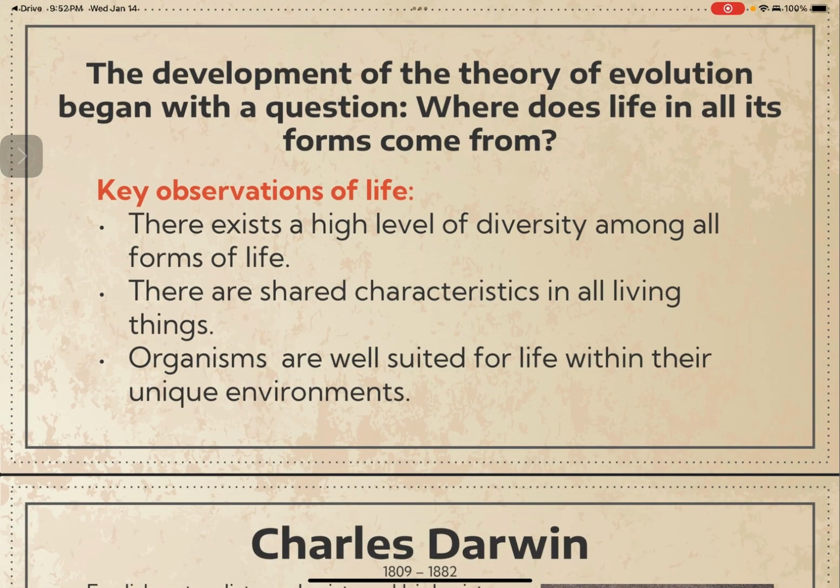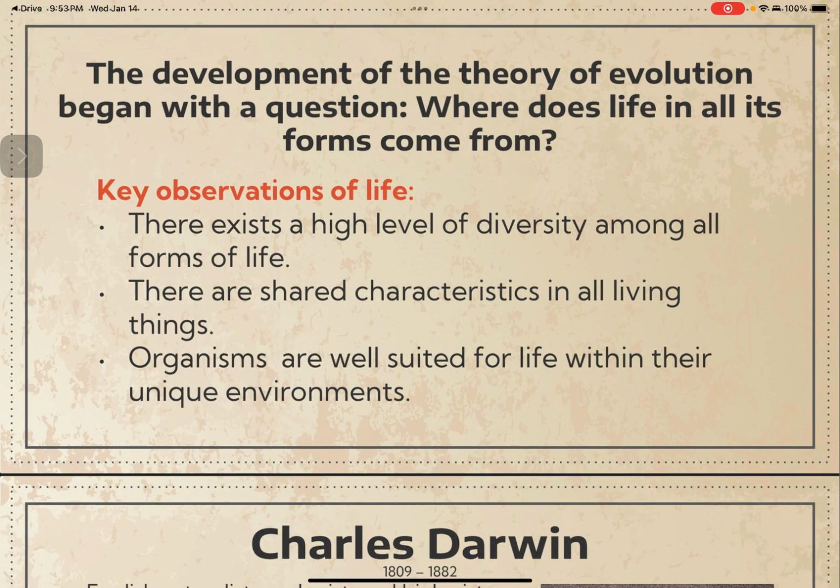Next, we have the development of the theory of evolution. So where did this come from? How and where does life fit into this, and where do life forms come from? So we have key observations of life. 1, there exists a high level of diversity among all forms of life. There's so much diversity. 2, there are shared characteristics in all living things. We all have something in common. Carbon-based. That's one example. The need of energy sources, food, water, shelter, possibly warmth. All of those are shared characteristics.